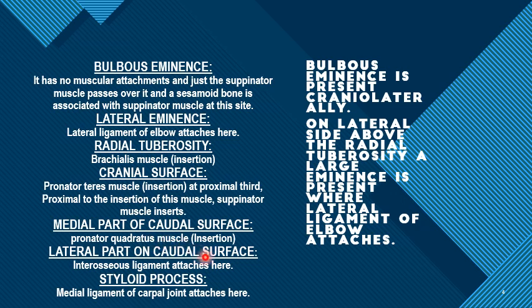Similarly, lateral to the interosseous border on the caudal surface of radius bone, there is the interosseous ligament. So at the lateral part on the caudal surface there is interosseous ligament. Then I have told you that there is a styloid process present at the medial aspect of radius bone, at the distal extremity. At the styloid process, the medial ligament of the carpal joint attaches. So this ligament attaches with the styloid process. This was all about the radius of dog. Thank you.